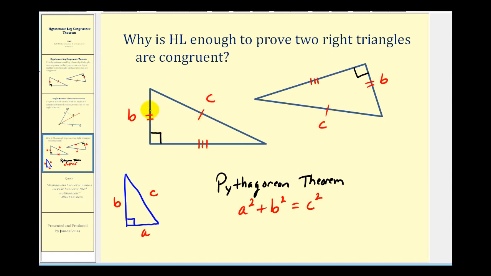So now if we wanted to, we could use side-side-side, or side-angle-side, to prove that these two triangles are congruent. However, it's much easier to just use hypotenuse leg congruence rather than using the Pythagorean theorem to find the length of the remaining leg. So this is a nice shortcut to prove that two right triangles are congruent.